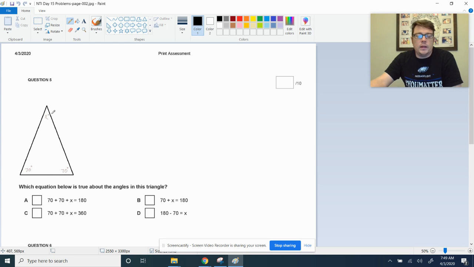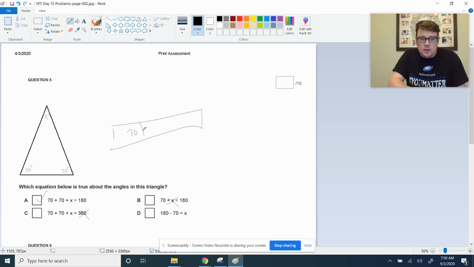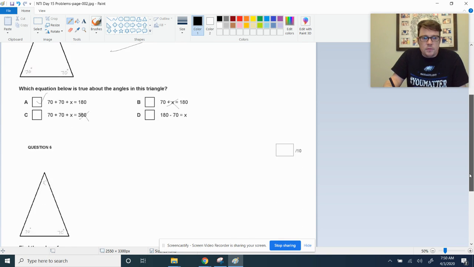We know that inside of a triangle all the angles add up to 180. So we would know that 70 plus 70 plus x equals 180. It doesn't equal 360, that would be a full circle, and they're leaving out a 70 there. And 180 minus 70, if we just take the whole and subtract one of them, we wouldn't be left with the x. We have to look at A as being the right answer there: 70 plus 70 plus x. If you set up the tape diagram, you have 70, another 70, and then x. That's your total of 180 degrees inside the whole triangle. So that would be the answer for number 5.